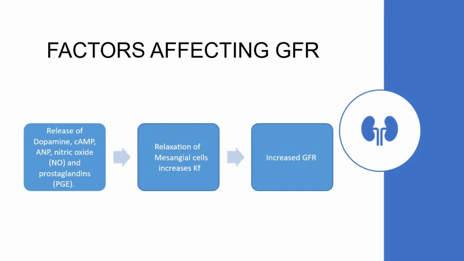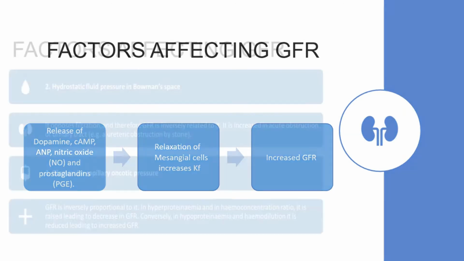And hence similarly, any factor which will cause relaxation of the mesangial cell will increase their surface area. This increases the filtration coefficient and ultimately increases the glomerular filtration rate. Factors such as dopamine, cyclic AMP, atrial natriuretic peptide, nitric oxide, and prostaglandins, mainly PGE2, are the factors which are causing relaxation of the mesangial cells, which increases the filtration coefficient and increases the GFR.